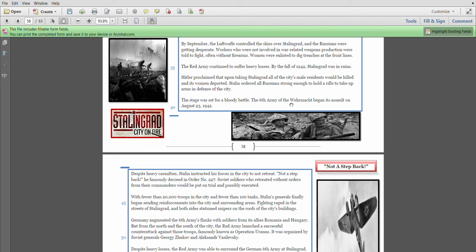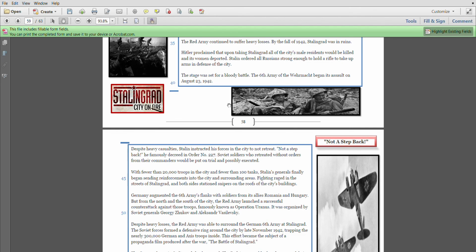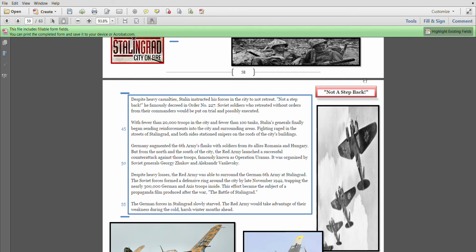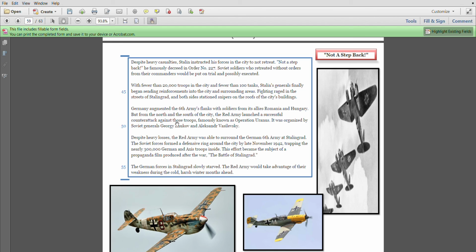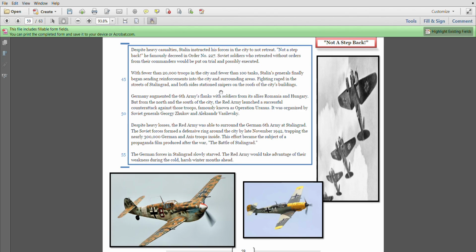The Sixth Army of the Wehrmacht began its assault on August 23, 1942. "Not a step back." Despite heavy casualties, Stalin instructed his forces in the city to not retreat. "Not a step back," he famously decreed in Order Number 227. Soviet soldiers who retreated without orders from their commanders would be put on trial and possibly executed. Let me just give you a disclaimer. They were definitely executed.